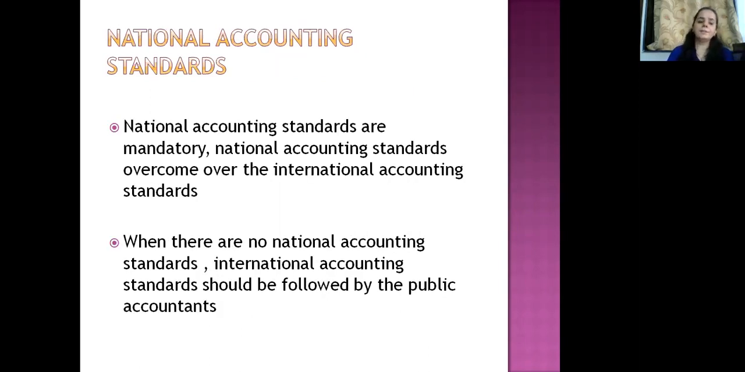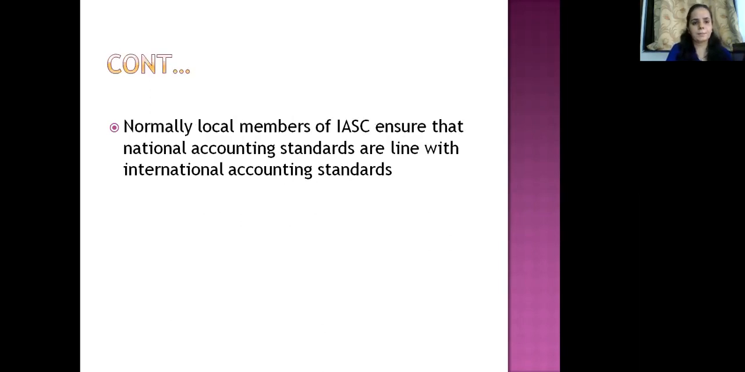Now, let us see the national accounting standards. The national accounting standards are mandatory for all countries. It means that each and every country must have its own accounting standards, and those accounting standards override the international accounting standards. But when a country doesn't have a national accounting standard, then it can follow the international accounting standards for preparing the accounting statements.